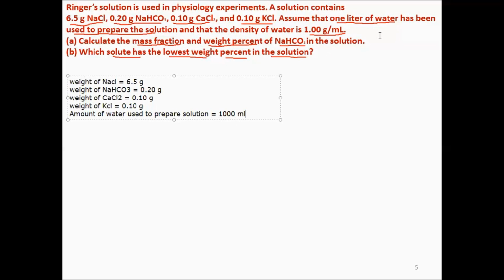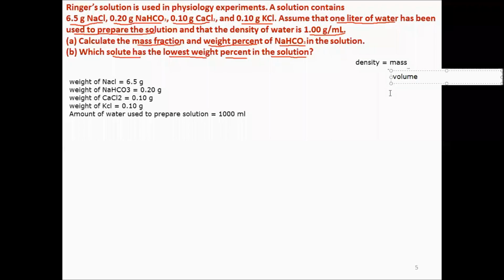And its density is 1 gram per ml. So we can apply the formula for density. Density is equal to mass divided by volume. So by applying this formula, we can calculate the mass.